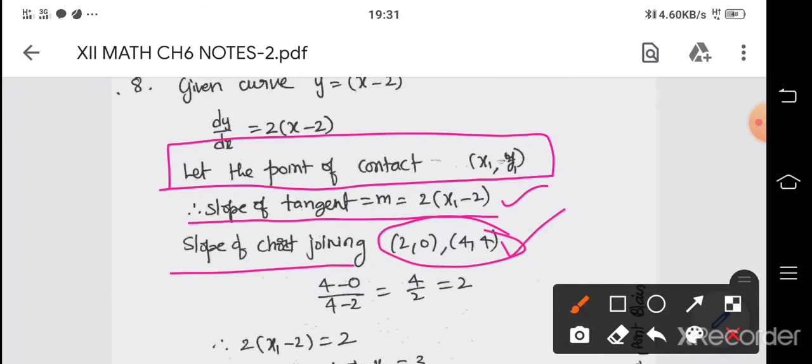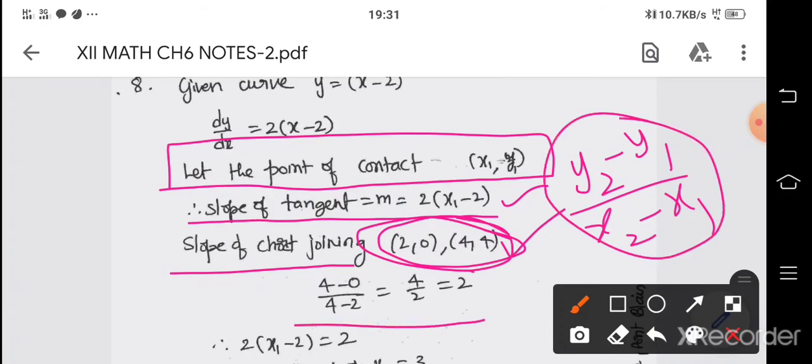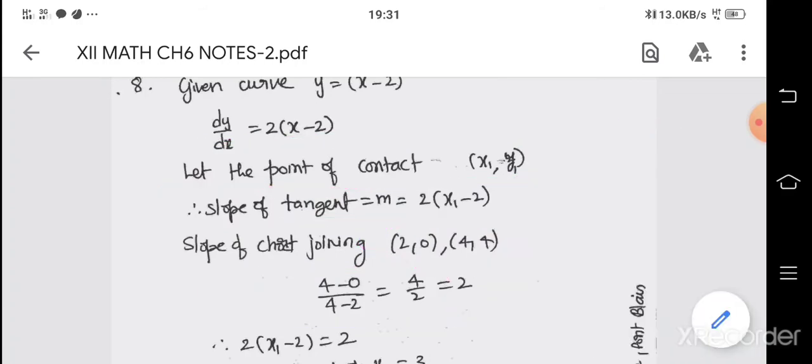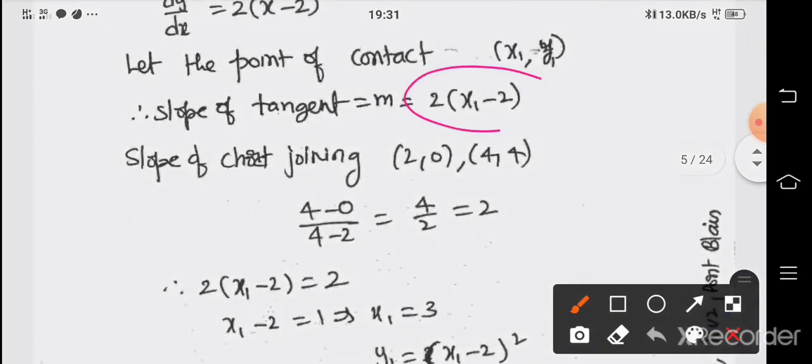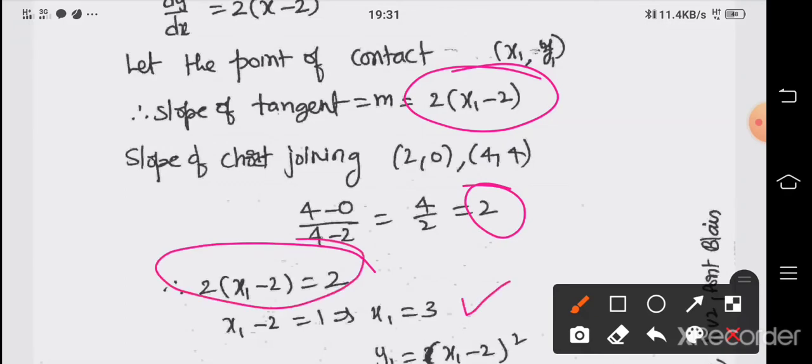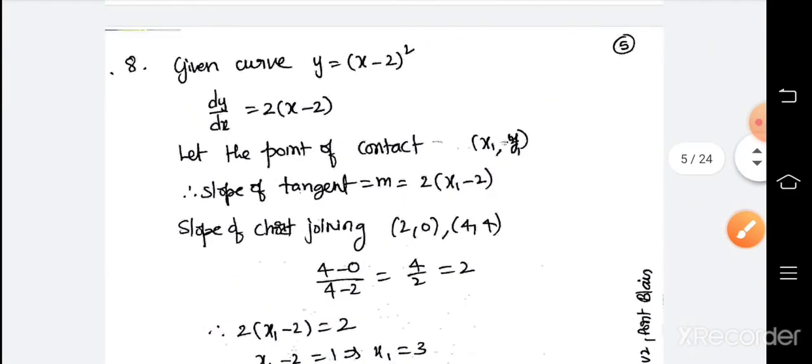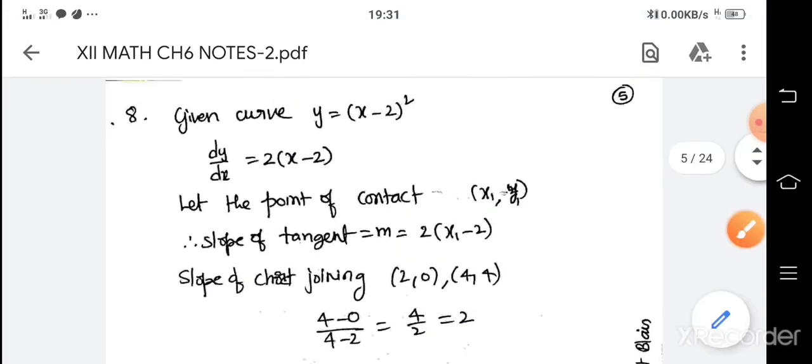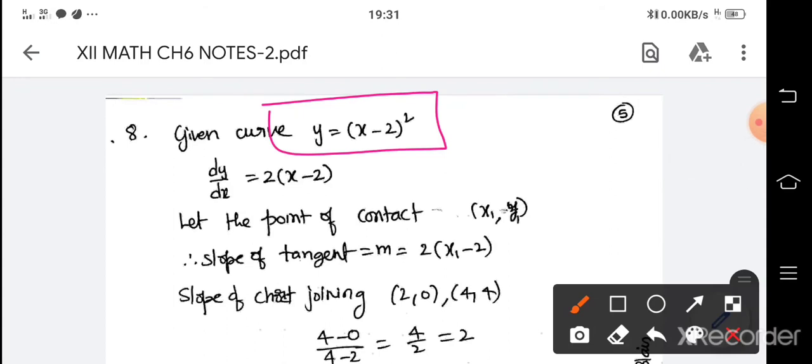Using these 2 points, 2, 0 and 4, 4, using y2 minus y1 by x2 minus x1, slope of any line passing through 2 points, I get 2. But the slope whatever we got is this one, 2 into x1 minus 2. But slope is 2. Equate this to 2 to get the x1 value. x1 is equal to 3. Then what happened next? See, the given curve equation is this. So then y1 is equal to x1 minus 2 whole square. But how much x1 value did we get?